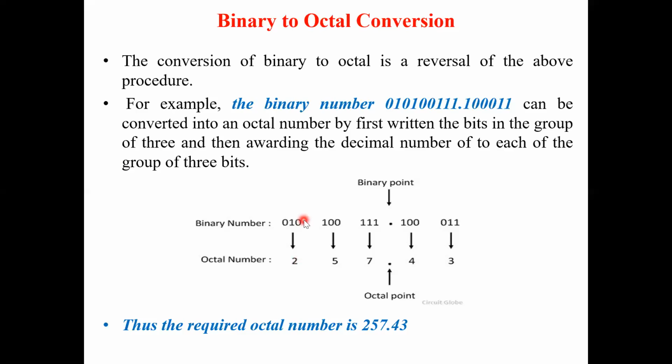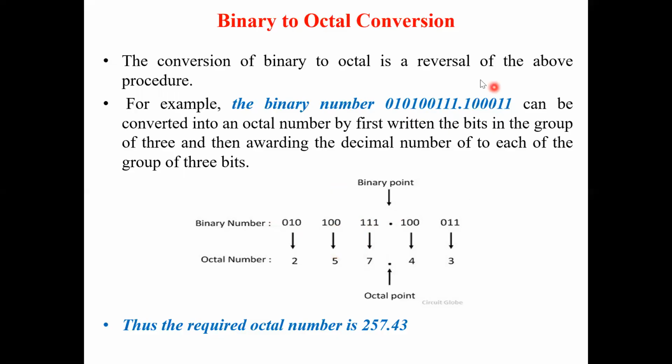Otherwise, it is one value only. We know the first digit is 1, so whatever bits you add, it will give you octal 1 only. But here, all groups were exactly 3 bits. So for 1, 1, 1, we have 7. For 1, 0, 0, it is 4.